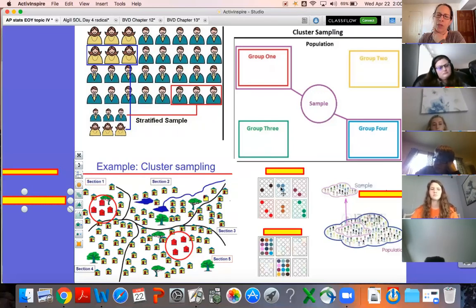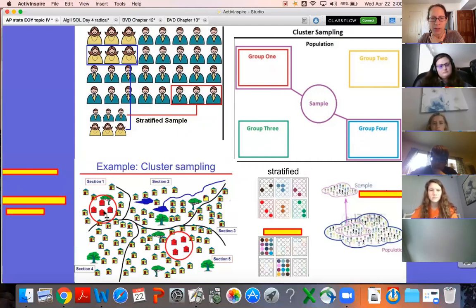Weird. This one looks like, if you had to guess, where they took 3 from this box, 2 from this box, 3 from this box. What would you say? Is that also stratified? Yeah, that one definitely looks stratified. I see how this is a cluster now because they took all of the red houses. How about this one? They took this whole box and this whole box. Yep, I say cluster too.